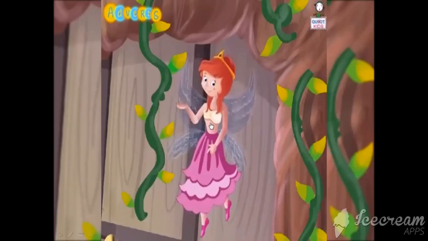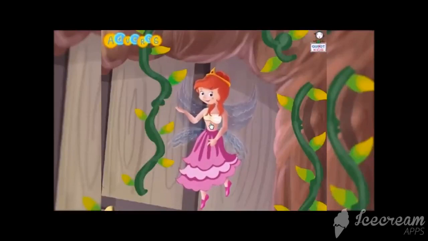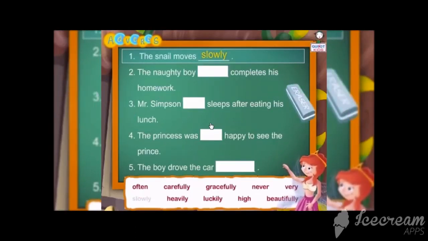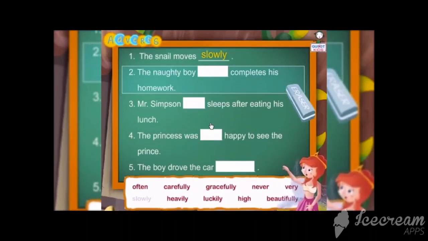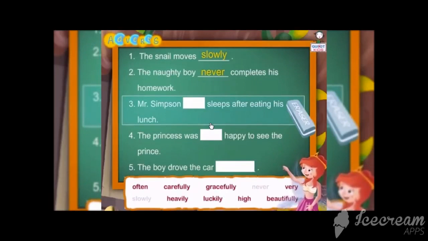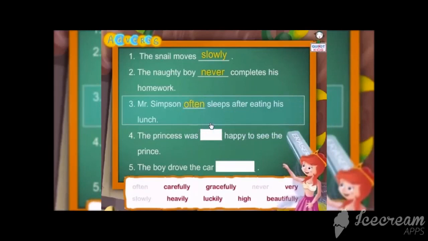Now, let's do this exercise. Let's learn with fun. Here are some blanks that we have to fill with the correct adverb using the help box. So, take a look. The snail moves dash. Slowly, the snail moves slowly. Slowly is an adverb. The naughty boy dash completes his homework. Never, the naughty boy never completes his homework. Never is an adverb. Mr. Simpson dash sleeps after eating his lunch. Often, Mr. Simpson often sleeps after eating his lunch.